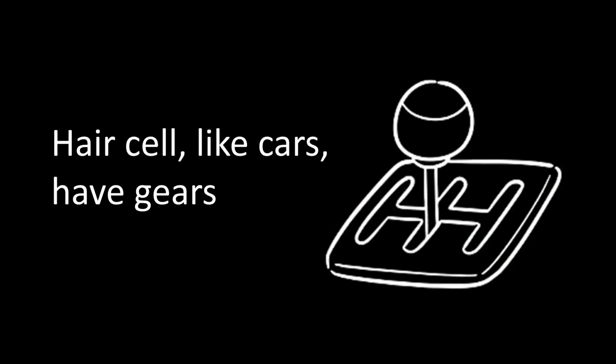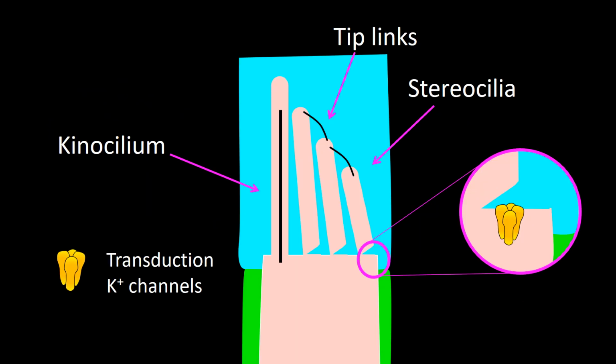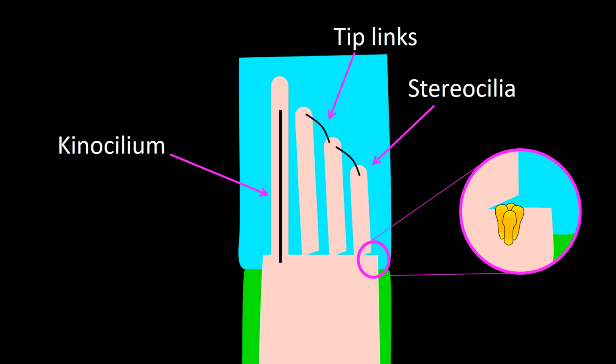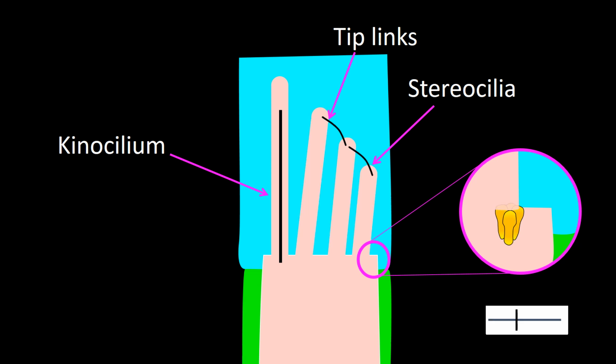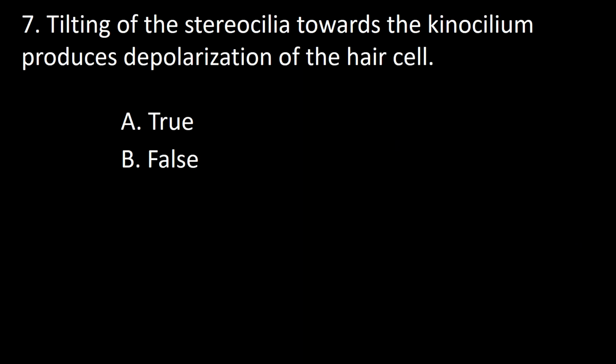Seventh fact, hair cells, like cars, have gears. When the stereocilia are tilted towards the kinocilium all the way, the hair cells discharge very fast. When the stereocilia are less tilted, the hair cells discharge less fast. When the stereocilia are parallel to the kinocilium, the hair cells discharge even less frequently, and when the stereocilia are tilted away from the kinocilium, even less. So the answer to this question is true.